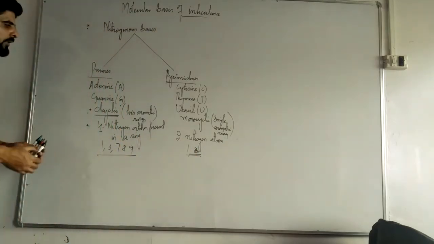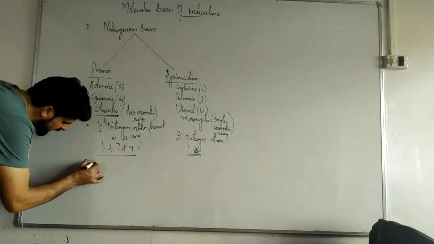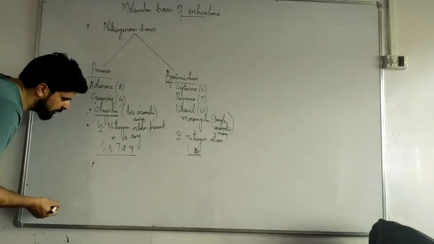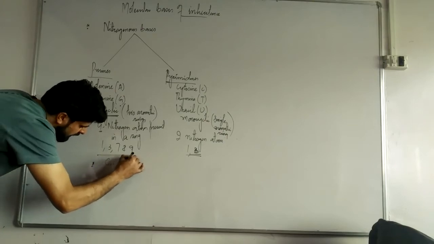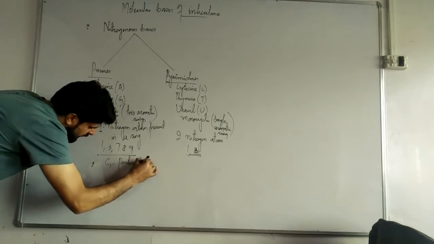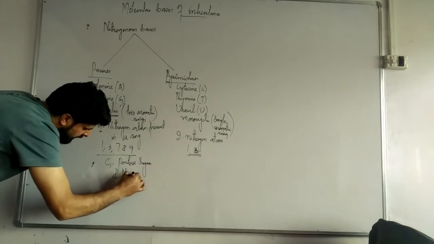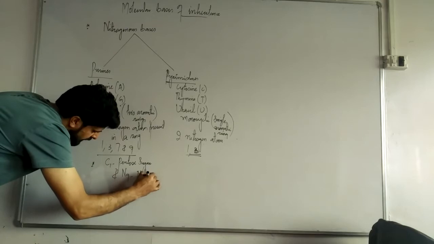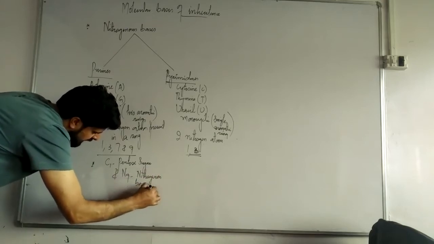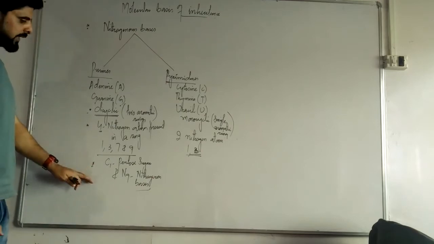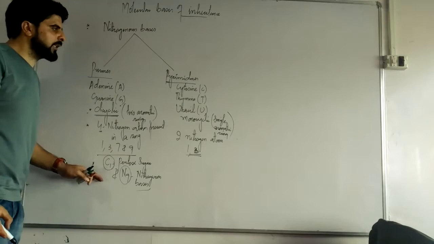Now the most important thing: when purines combine with the deoxyribose sugar, they form a bond between the C1 of the pentose sugar and N9 of the nitrogenous base. That means when adenine and guanine bind to the pentose sugar, the bond is formed between C1 and N9. We'll see the structure later on.